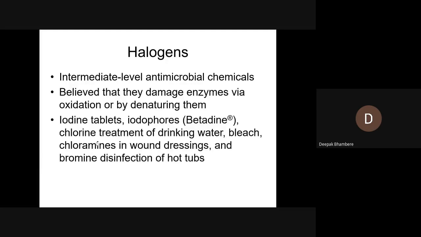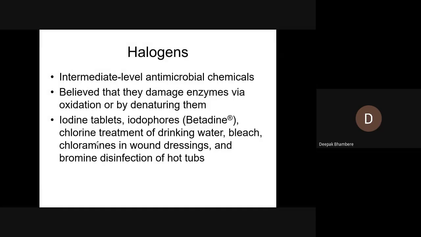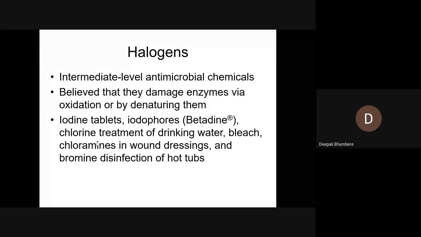Then come the halogens. Most of the halogens are intermediate-level antimicrobial agents. You might have seen that in swimming pools you have chlorinated water. That is because of its ability to kill microorganisms. It will not allow the microorganisms to grow in the swimming pool water.